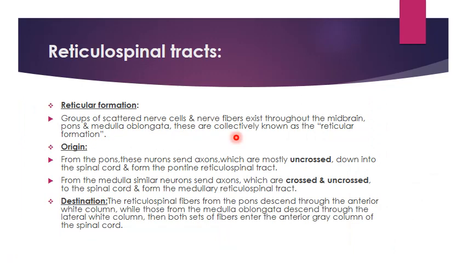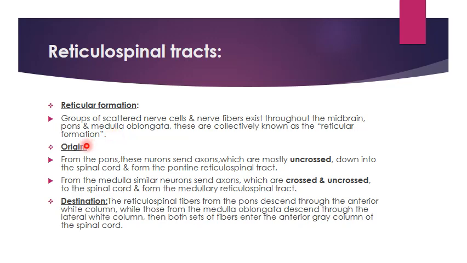Reticulospinal tracts. Before going into the details of reticulospinal tracts, you should know what the reticular formation is. Groups of scattered nerve cells and nerve fibers exist throughout the midbrain, pons and medulla oblongata. These are collectively known as the reticular formation.